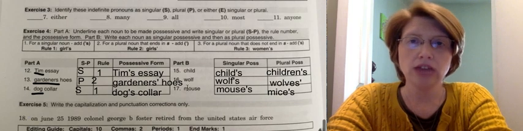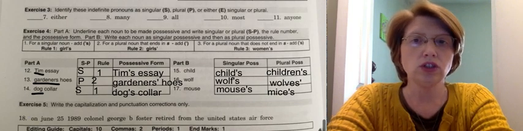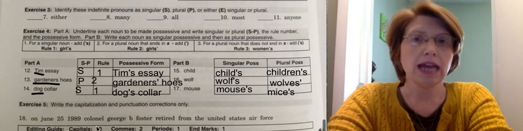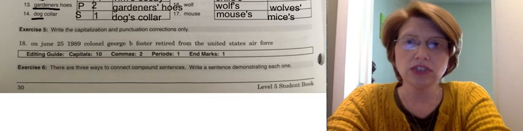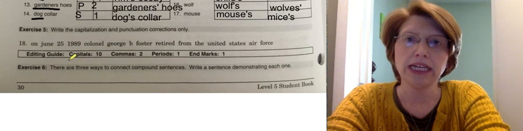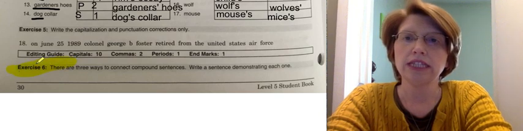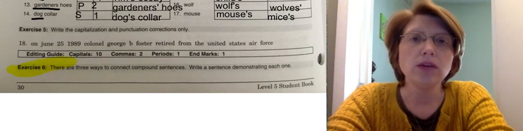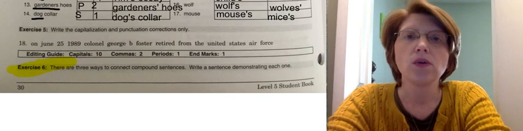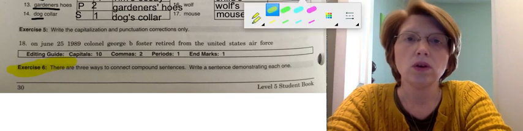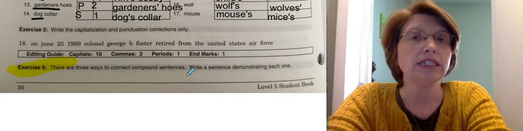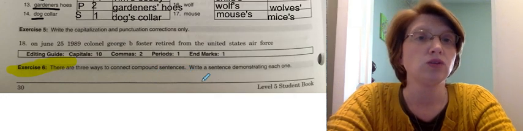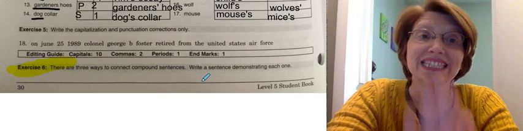Okay, and then on exercise 5, you're going to put the correct capitalization and punctuation here. And then exercise 6, don't forget, down here please. Okay, don't forget this section. There are 3 ways to connect compound sentences. Write a sentence demonstrating each one. Remember, we did this last week.